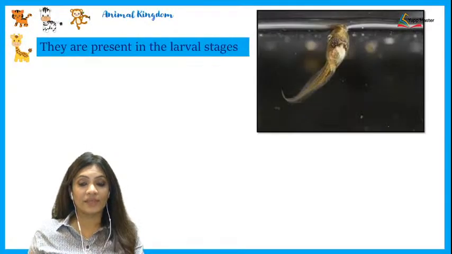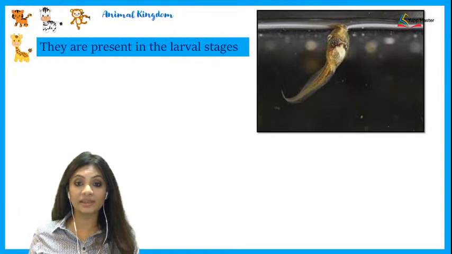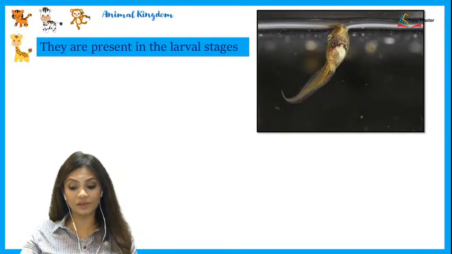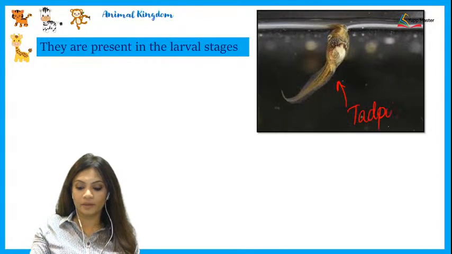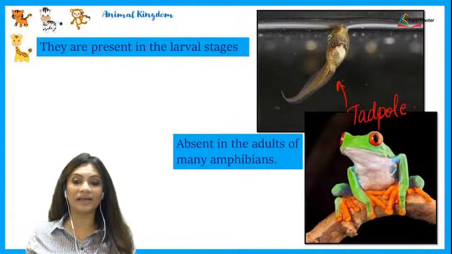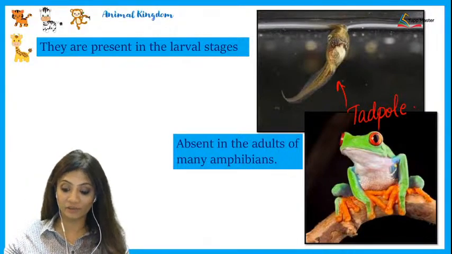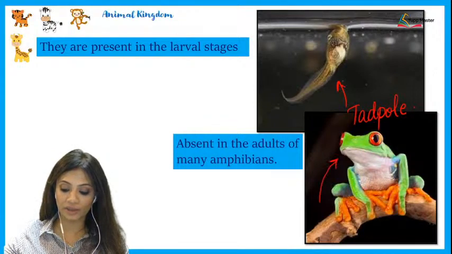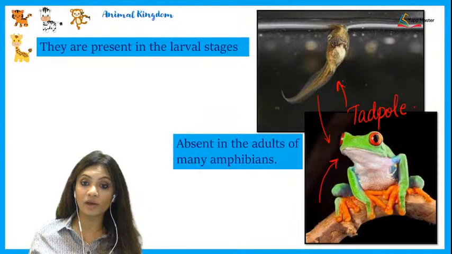We see that these gill slits are present in certain animals in their larval stages. What do you see over here? This animal that you're seeing here is a tadpole. So it is present in the larval stages, but it could be that the gill slits disappear. The tadpole is ultimately going to develop into an adult form called the frog.